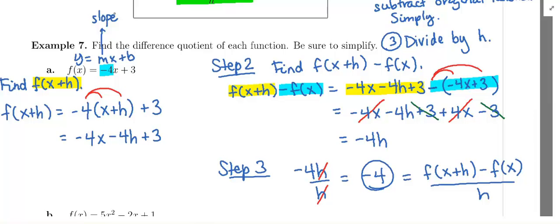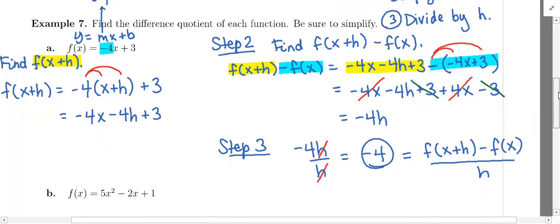That doesn't mean that you can't show me the work. If I give you a line, a linear function, and I ask you to form the difference quotient, you still need to show me all the work, but you can check yourself. Your answer had better come out to be the slope of that particular line. So that's a neat little fact. So we're going to move on to example 7b now, and we're going to get a quadratic function. That's definitely going to be more complicated, and we're going to find its difference quotient.